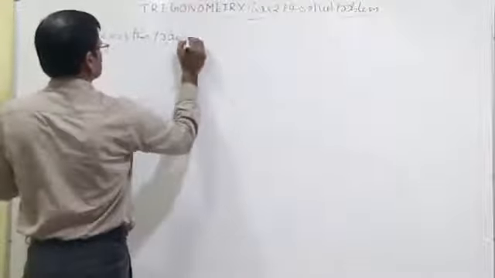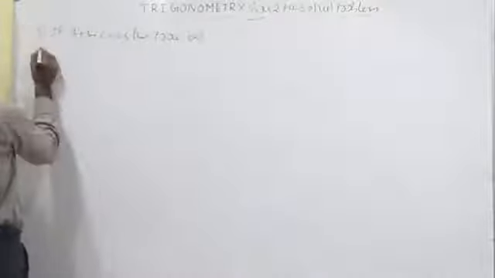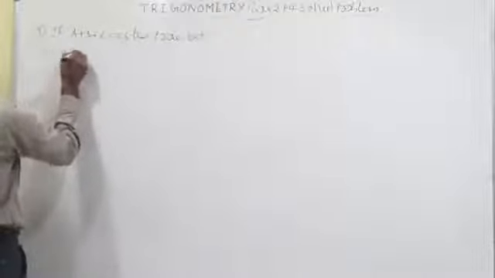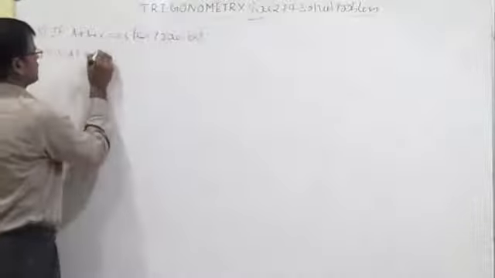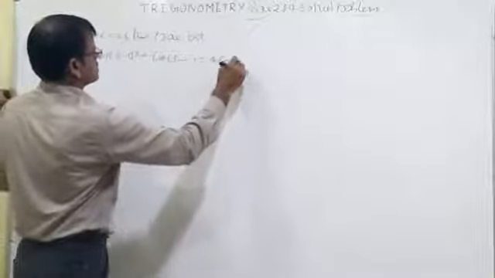cos of (S minus A) plus cos of (S minus B) plus cos of (S minus C) plus cos S is equal to 4 cos A by 2 cos B by 2 cos C by 2.